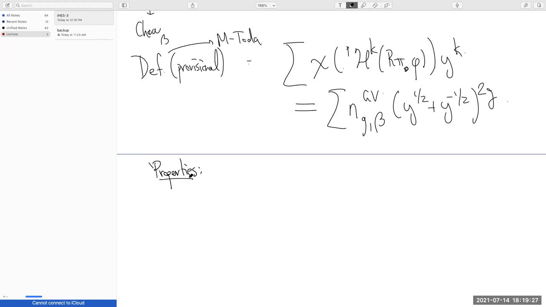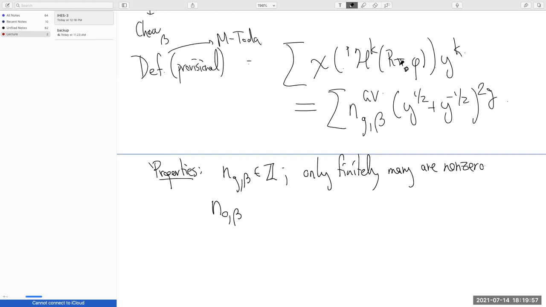And again, just on general grounds, these numbers are integers because they come from alternating linear combinations of these Euler characteristics. Since everything here is a Laurent polynomial, only finitely many are non-zero for fixed beta. Again, if I stick in y equals negative one, that picks out the genus zero term on the right, and on the left I just get the Euler characteristic of the sheaf upstairs.